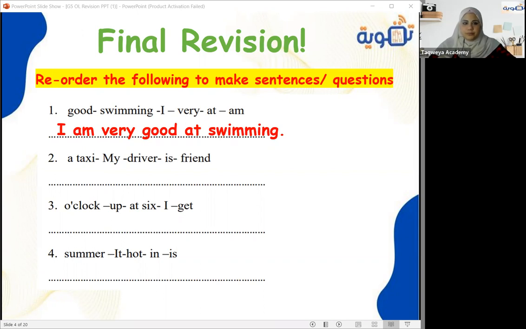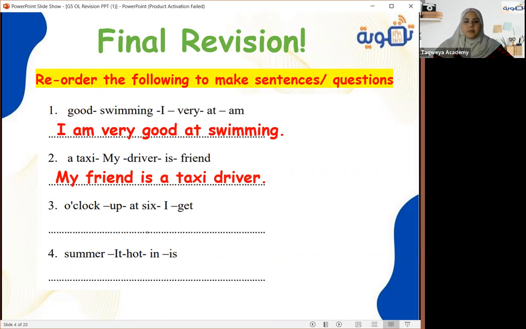Number 2, again, we need a subject, a noun or a pronoun. But here I have the only capital word, my. So if it's capital, that's the start of the sentence. And then my friend. Then we need a verb, is, and then a taxi driver. My friend is a taxi driver.